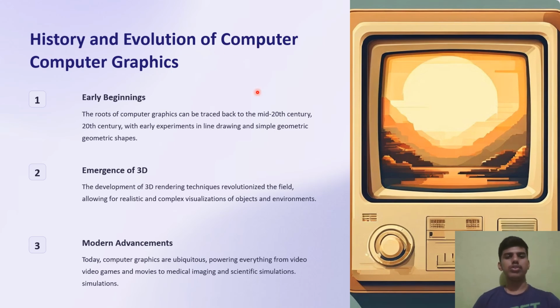So let's see the history and evolution of computer graphics. First one is early beginnings. The roots of computer graphics can be traced back to the mid 20th century with early experiments in line drawing and simple geometric shapes. The second one is emergence of 3D. The development of 3D rendering techniques revolutionized the field, allowing realistic and complex visualization of objects and environments. And the third one is modern advancements. Today, computer graphics are ubiquitous, powering everything from video games and movies to medical imaging and scientific simulations.